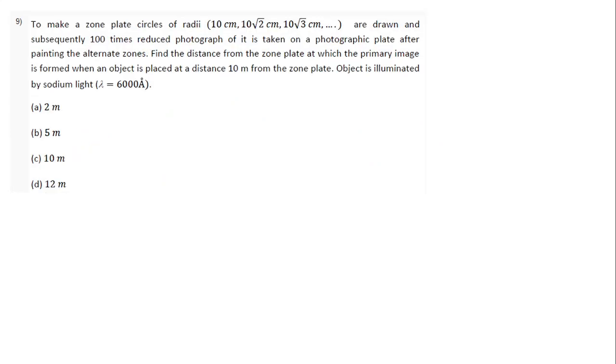Next question, question number 9. To make a zone plate, circles of radii 10 cm, 10 root 2, 10 root 3 centimeters are drawn, and subsequently a 100 times reduced photograph of it is taken on a photographic plate after painting the alternate zones. So first we made circles of these different radii to make the Fresnel zones, then we paint the alternate zones, and we reduce that 100 times. Find the distance from the zone plate at which the primary image is formed when an object is placed at a distance of 10 meter from the zone plate.